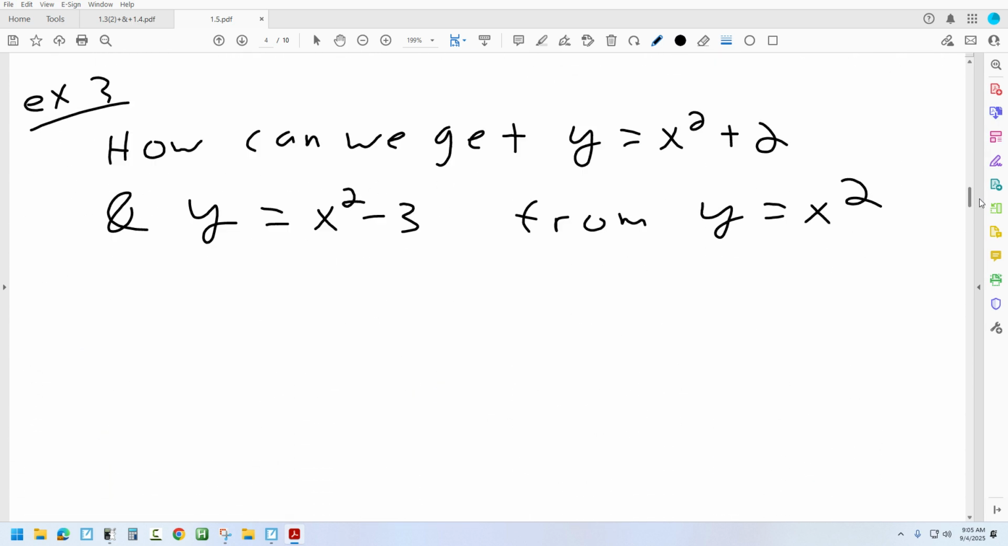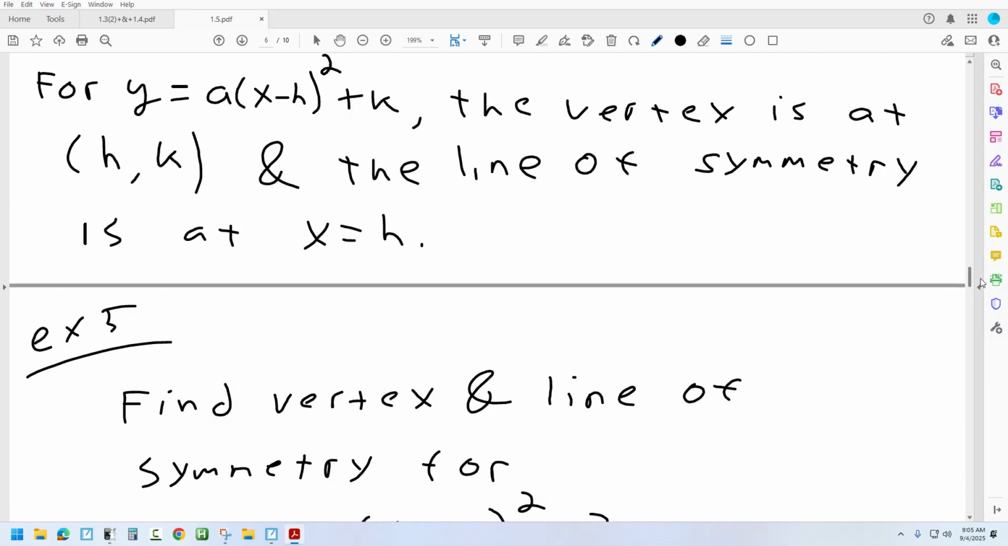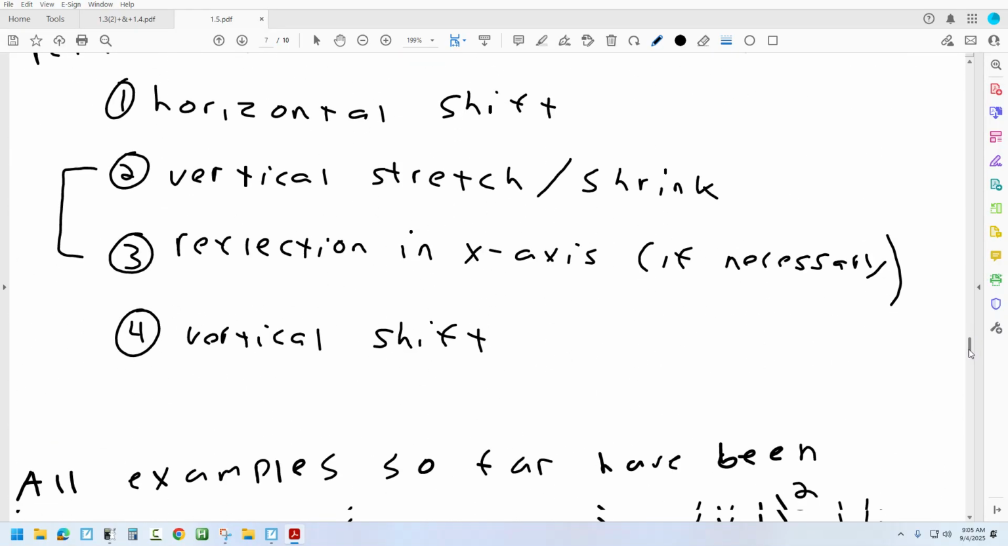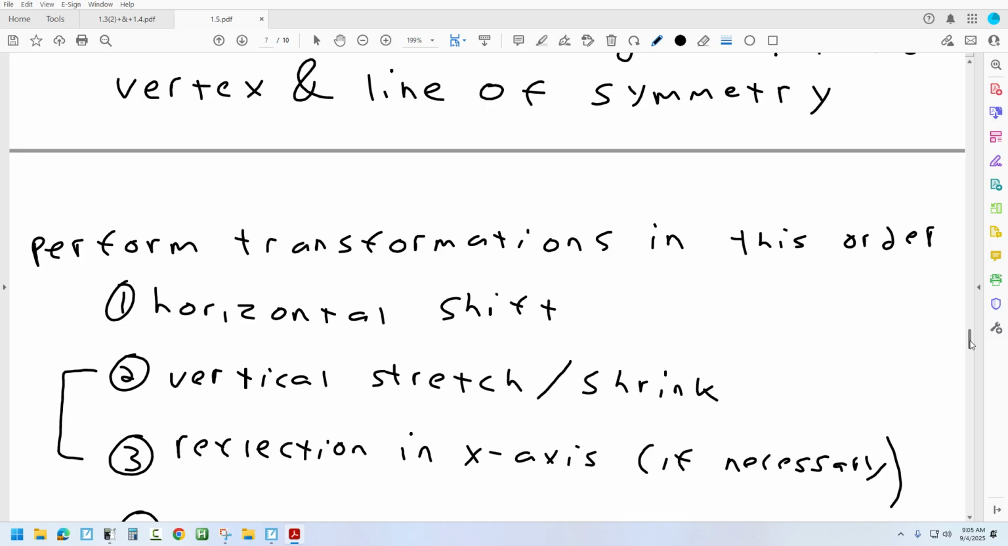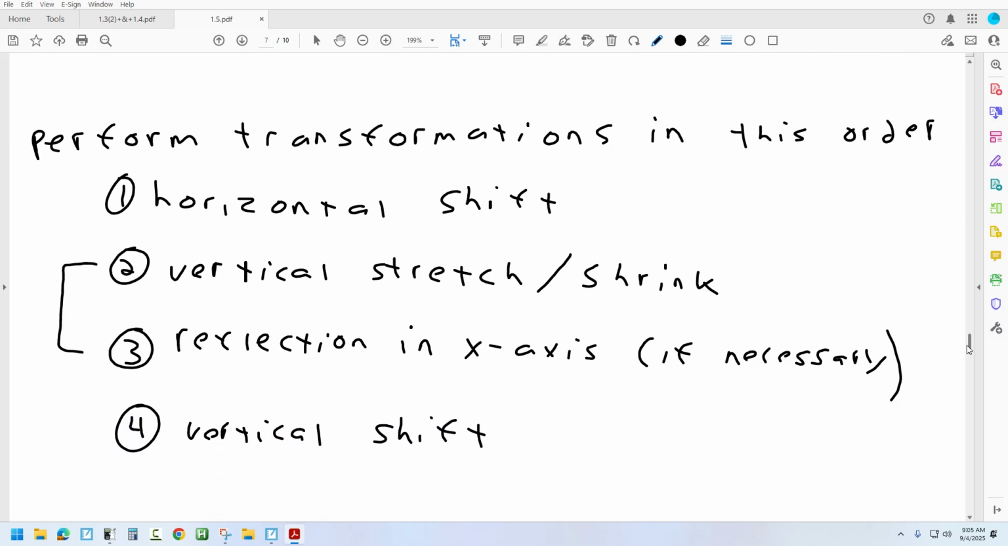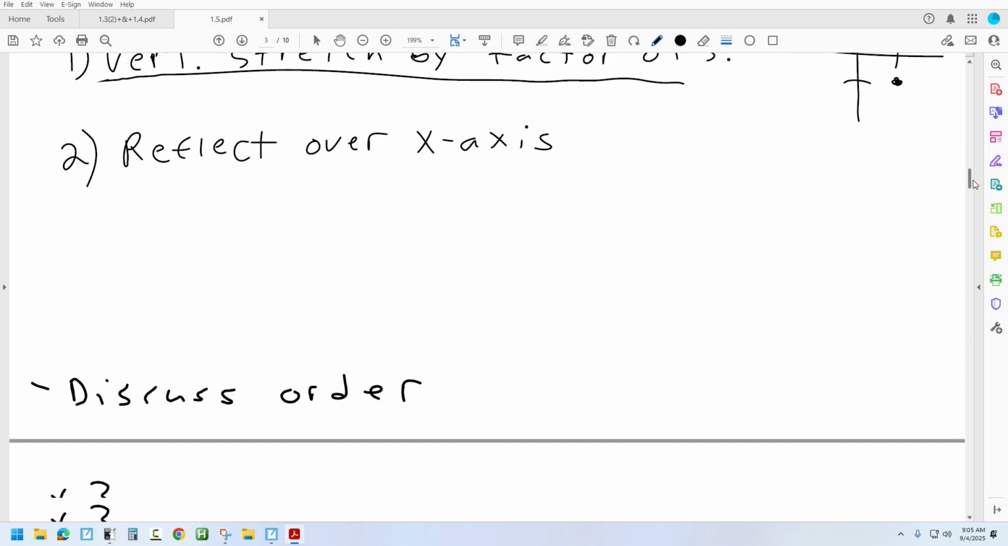Okay, so again, order is important, but I have a page we're going to get to where I list the transformations and the order you need to describe them in. So we'll get to that.